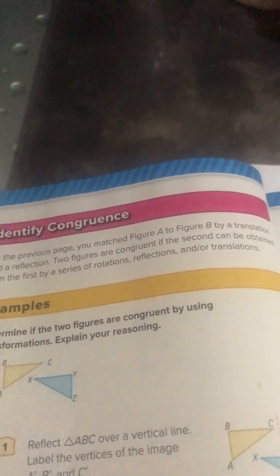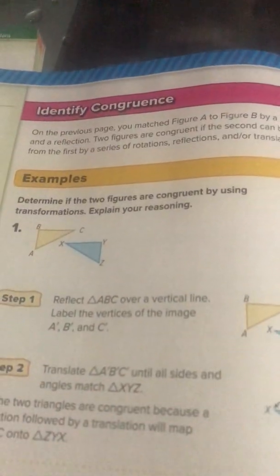Now, for you to determine congruency, it means can you map one shape on top of another with a few transformations, and it has to go equally. Just because the shapes are the same does not mean they have identity congruency.